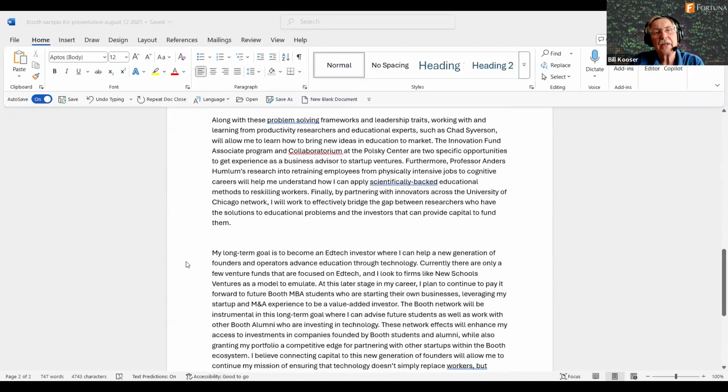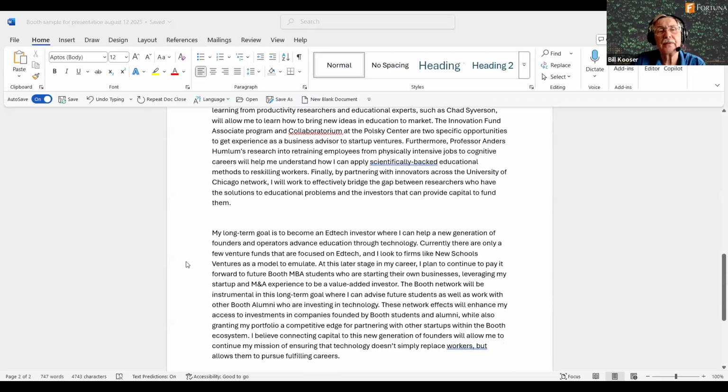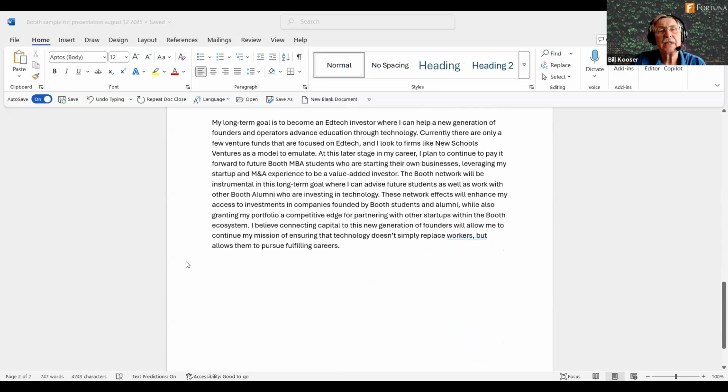Because he's got some interest in entrepreneurship, he talks about the Polsky Center, which is the entrepreneurship center at Chicago Booth and at the university. Again, the key here is connecting these ideas, these courses, and these faculty members to specific aspects of the career or specific elements that you need to develop as you're developing your career. And then finally he goes into talking about the final EdTech investor and how he wants to develop that.